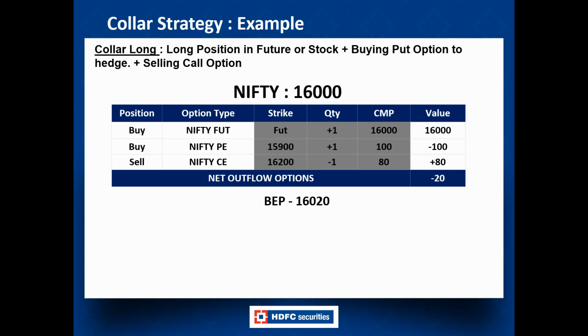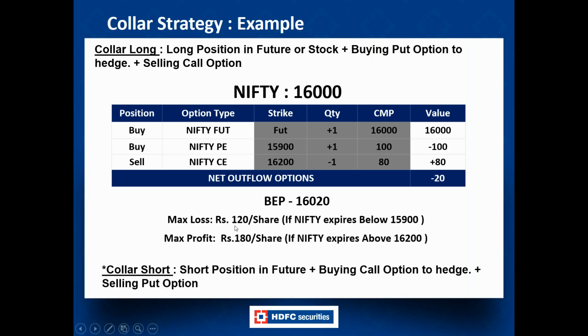So just by paying 20 rupees, because here for the 15,900 put option you have paid 100 rupees to buy, and the 16,200 call option you have sold, here you have received 80 rupees. So net, you have got a protection by paying just 20 rupees. You have protected on the downside, and of course you have sold the call option, so that's why your profit is also capped on the higher side.